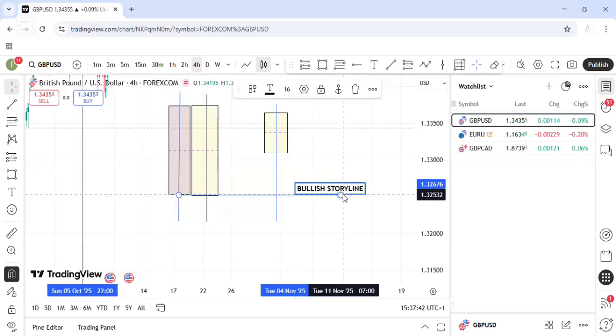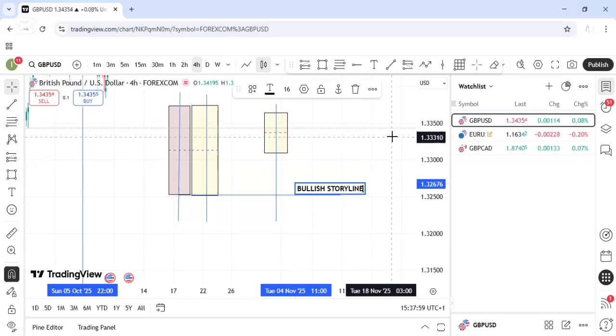Do you understand? And I hope you guys actually understand. So you have a bullish storyline started once you've had 3 of those things. Number 1, piercing. Number 2, rejection. Number 3, close above that area. Don't forget these 3 criteria.